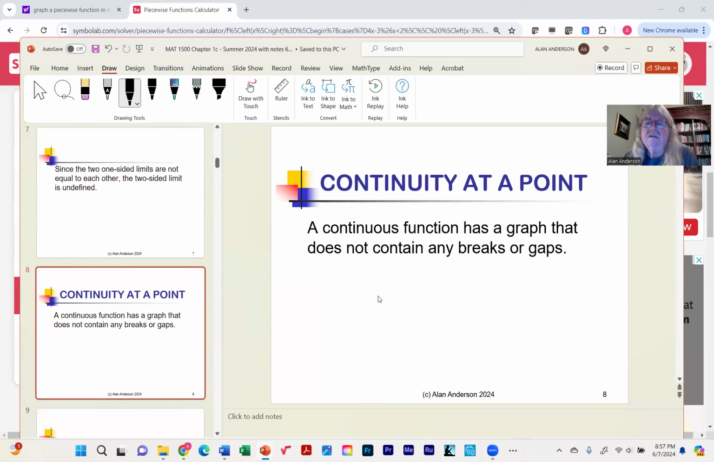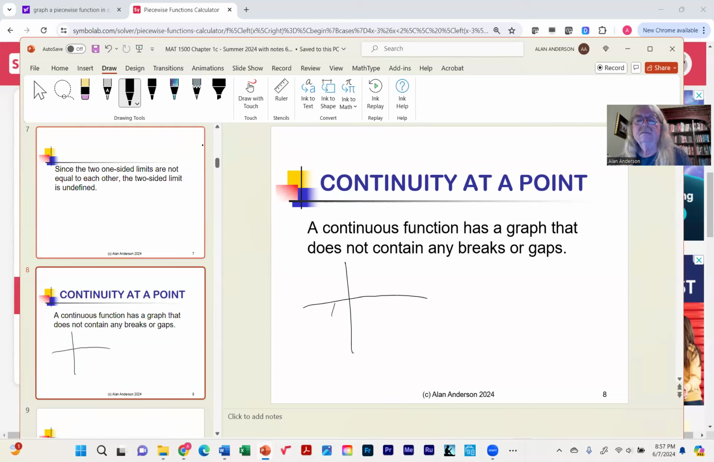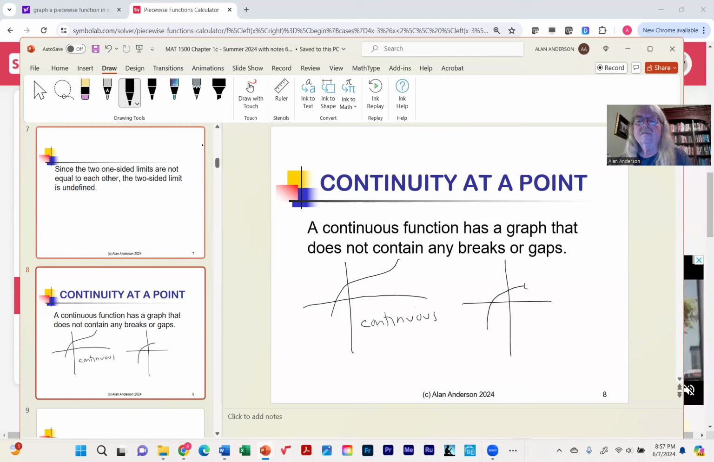Now, continuity. A function is continuous, in a very informal way, if you think of it as being something we can draw the whole thing. This is something I was told in one of my math classes. If you can draw the function without taking your pen off the paper, it is continuous. Okay, in other words, there's no gaps, there's no breaks. So in other words, this function is continuous. This one is not.